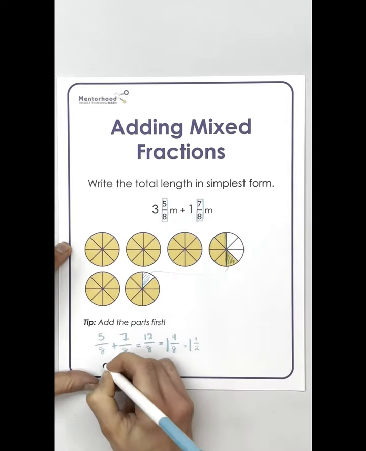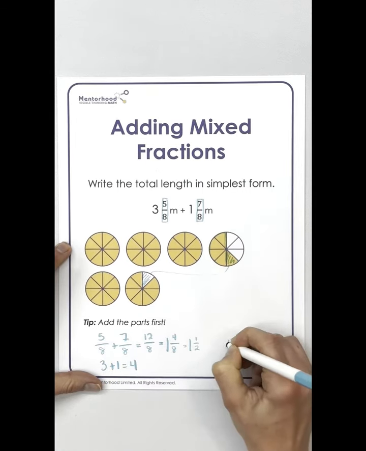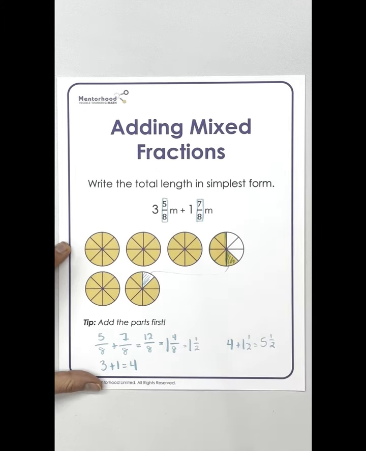So if we add our 3 plus 1, 3 plus 1 equals 4. And then if we take our 4 and we add our 1 and a half, 4 plus 1 and a half is 5 and a half. All right, good job.